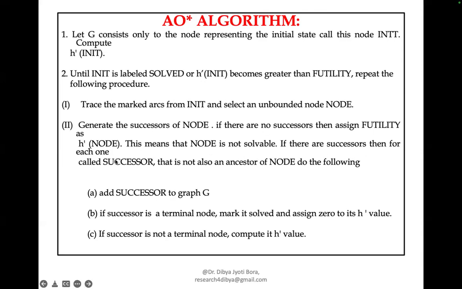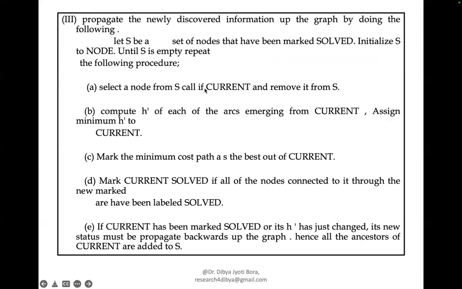If there are successors, then for each successor that is not also an ancestor of the node, you have to do the following: add the successor to the graph. If the successor is a terminal node, mark it solved and assign 0 to its value. If the successor is not a terminal node, compute its value. Propagate the newly discovered information up the graph by doing the following: let S be a set of nodes that have been marked solved. Initialize S to the node.